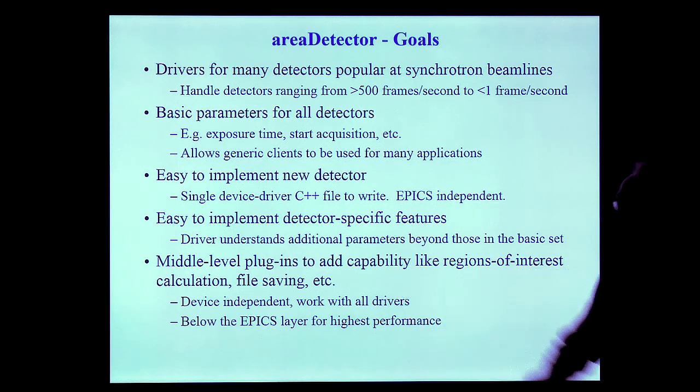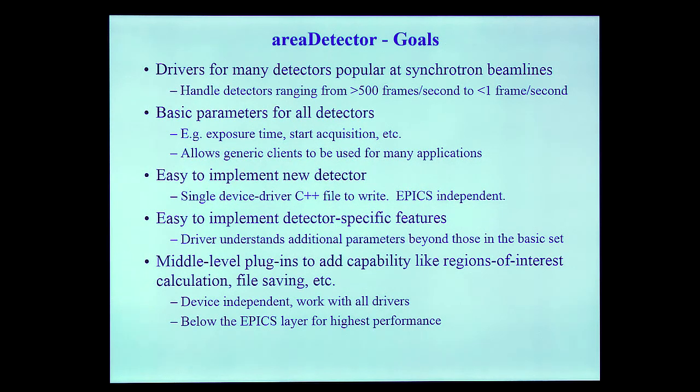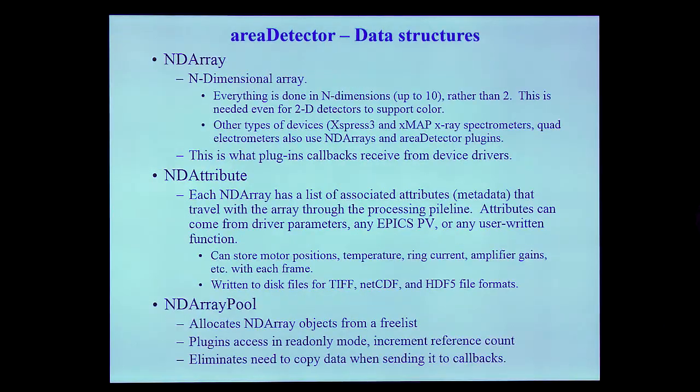And then finally, we've got this middle-level plugin layer that adds capabilities like regions of interest, calculations, file saving, and so on. The nice thing about having it as a middle layer is that it is device independent. So once you understand how a plugin works, you understand how it works with any detector, not just the Perkin-Elmer, and so on. These plugins run below the EPICS channel access layer or even below the EPICS database layer, so they have very high performance. Basically, you're just passing a pointer to these plugins.